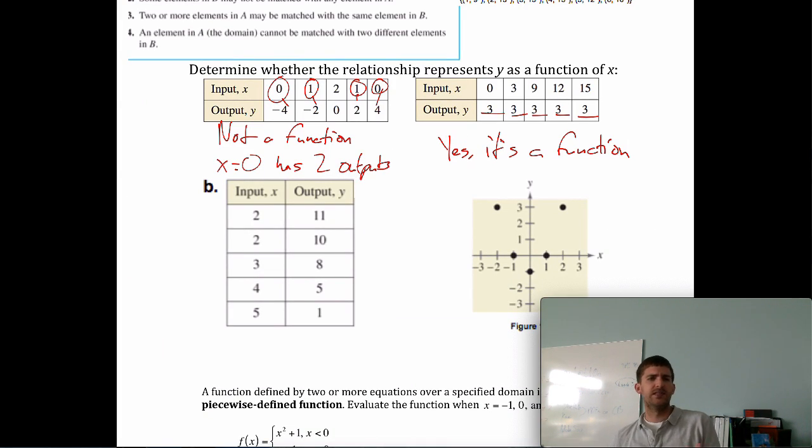This one on the lower left, it's labeled as B. We got that from a different image, that's why that letter is there. This one is not a function. The reason being, sorry, my stylus got a little wonky, the reason being is x equals 2 has two outputs.